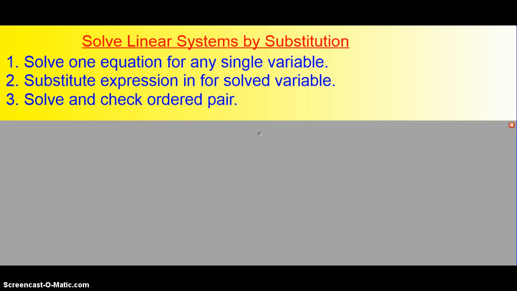Number one, we solve one equation for any single variable. The easiest way is either to put it to an x equals or y equals. And I'm going to show you how to do that in a minute. Second step, substitute the expression in for a solved variable. I'll explain that. And solve and check your ordered pair. So if you haven't stopped the video yet, stop the video and write those notes, please.